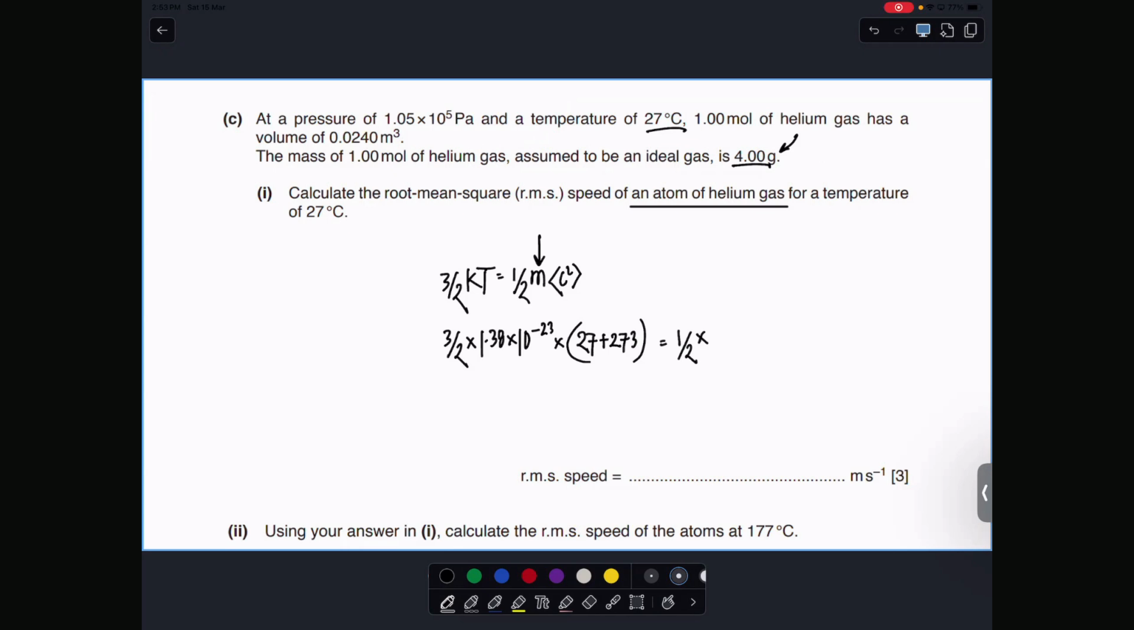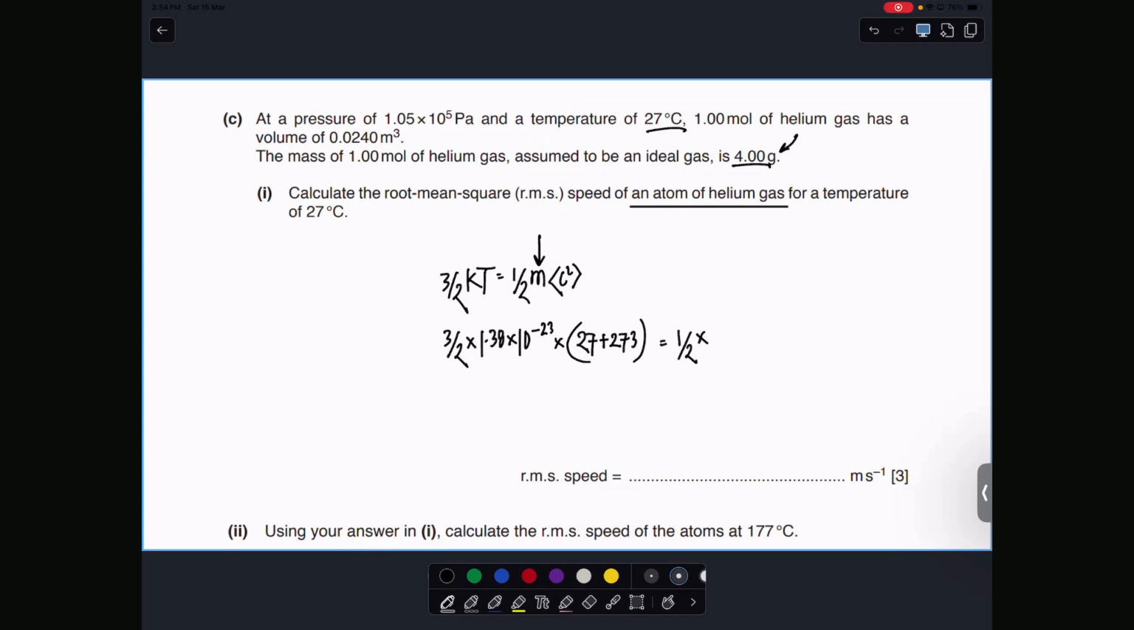No, the Avogadro's constant isn't needed here. Yeah, it's 4u. 4 into 1.67 into 10 to the minus 27. Right?